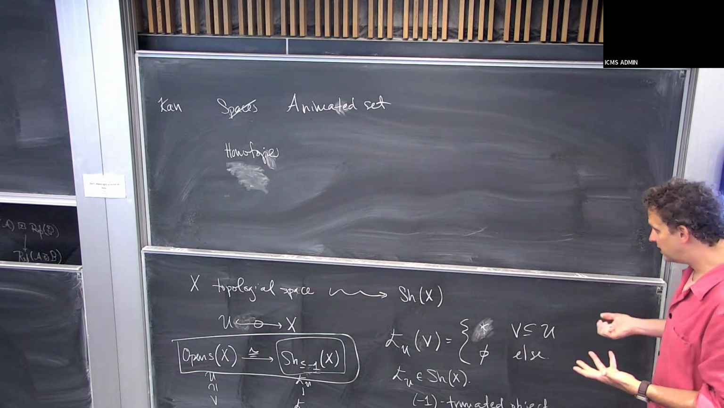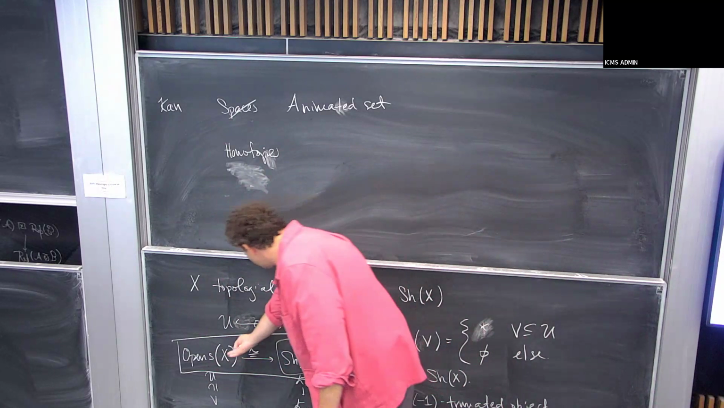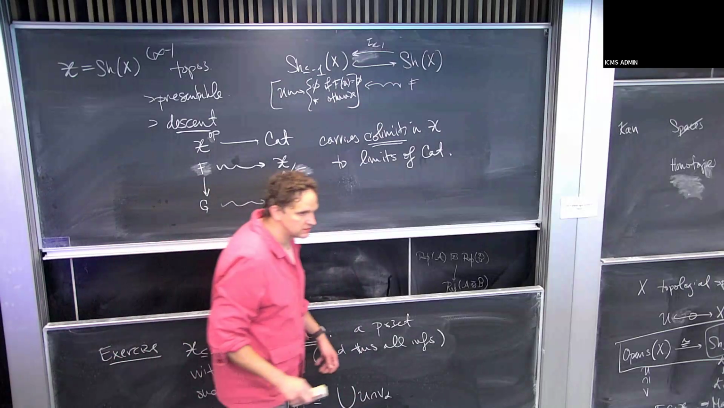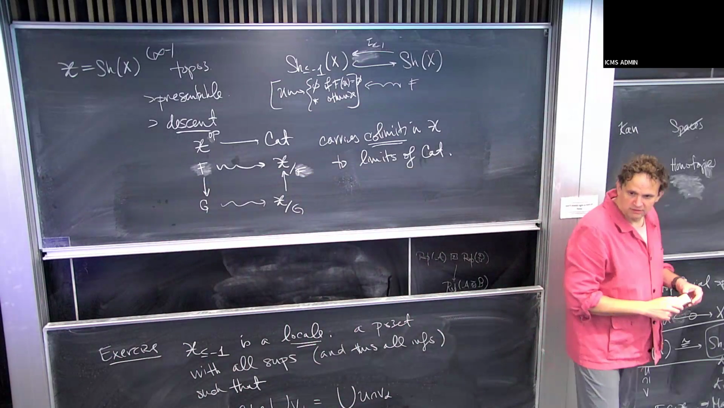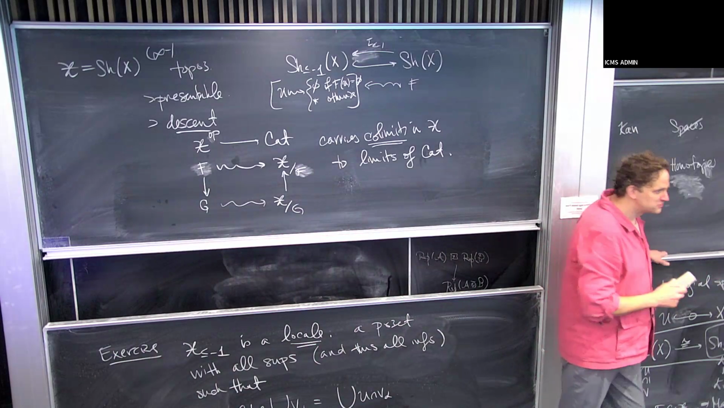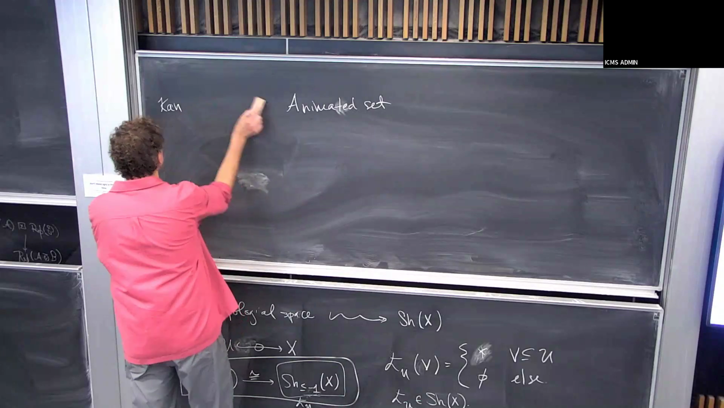Okay, so we can then ask, which topological spaces can be recovered from their lattice of open sets? Who knows what the answer is? What's the magic word? Sober spaces, yeah. We're going to talk about sobriety.